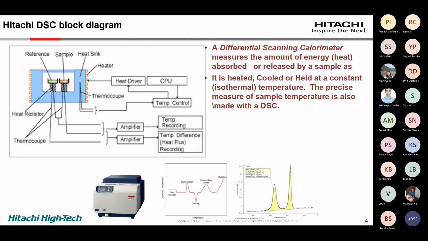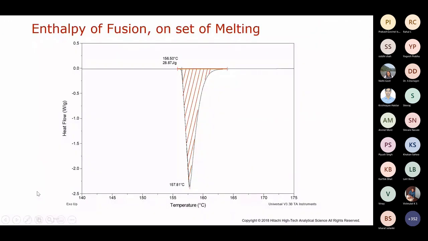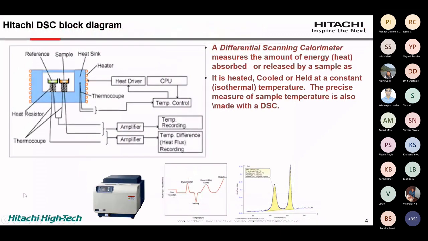Just to give you the basics of DSC, DSC stands for Differential Scanning Calorimeter, wherein the heat evolved or energy absorbed is measured as a function of temperature when the sample is being heated, cooled down, or held isothermally.